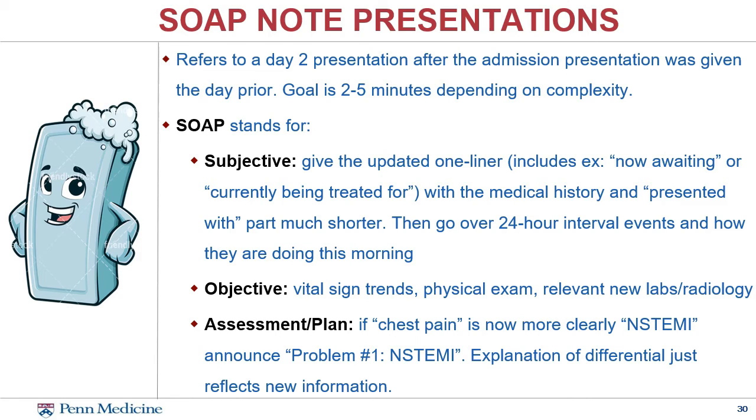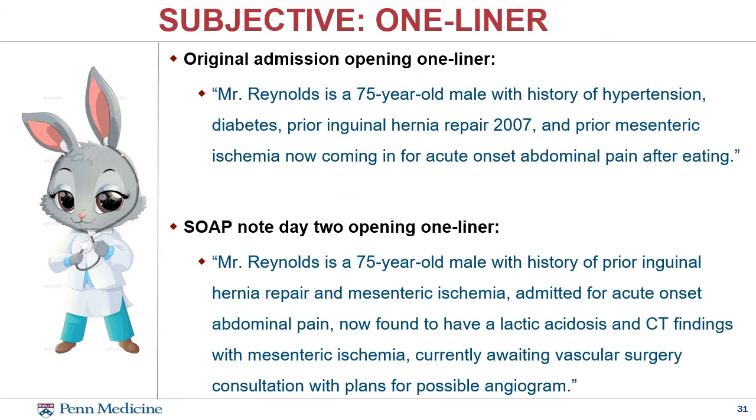And for assessment and plan, remember that you want to rename your problems and reprioritize them depending on what information has transpired since then. So what was chest pain, now that you have the troponin and the EKG changes, you could say, yesterday's chest pain is now problem number 1, STEMI. And you don't need to necessarily explain the whole differential again because you have this information now. You can just call the problem STEMI.